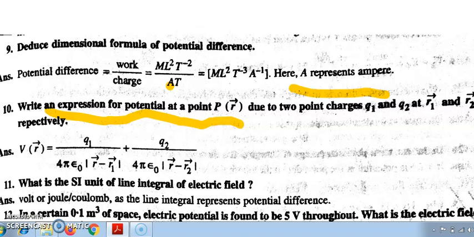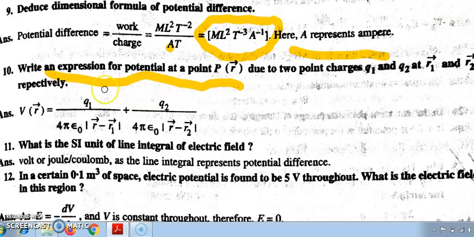Potential means work by charge. The dimension of work is ML²T⁻², and the dimension of charge q equals I times t. So the dimension of I is A and time is capital T. So this is the dimension of potential difference. Final dimension is this. Okay, so these are very important questions.